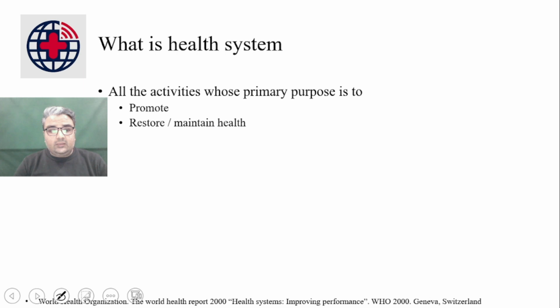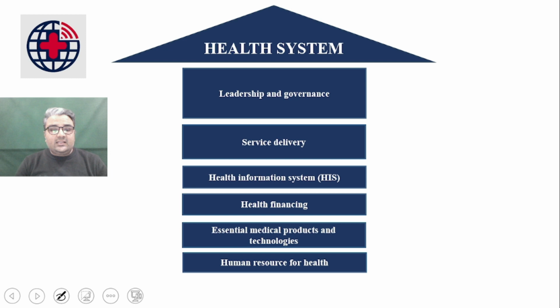With that in mind, let's look at what is a health system. Primarily, a health system is any system whose primary purpose is to promote, restore, and maintain health. If someone is very healthy, then there should be health promotion, a preventive side to health. If someone is unhealthy, then their health should be restored. If someone was unhealthy and is now healthy again, then how do you rehabilitate them? How do you maintain their health? Those are the key primary purposes of a health system. Like I said, these are the six building blocks of the health system: leadership and governance, service delivery, a health information system, health finance, essential medical products and technologies, and human resource.